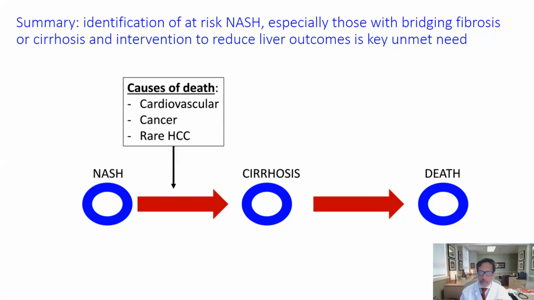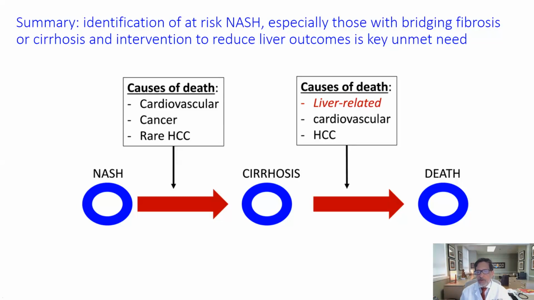But once you get to that advanced fibrosis cirrhosis stage, now the lines cross and liver-related outcomes become the leading cause of mortality, followed by cardiovascular and cancer-related outcomes. So this switch occurs. And so from a liver perspective, this progression to cirrhosis is really a critical piece and what we focus on in drug development, because that is what prevents those liver-related outcomes.